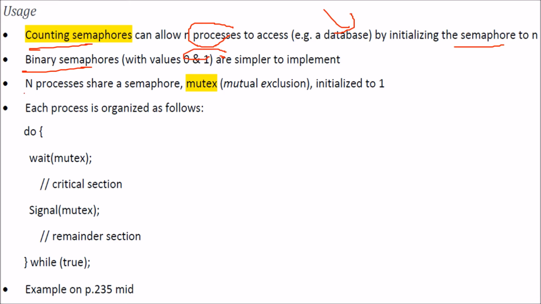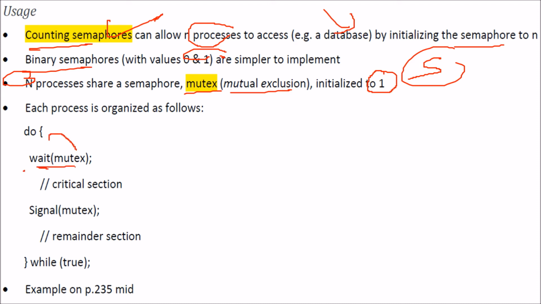So n processes, in this case, share a semaphore, let us call it mutex. The name of the semaphore, as we said, was S, now it is mutex, that is mutual exclusion, which is initialized to 1. So each process is organized like this. When it enters, it will wait, which means this mutex will be changed. We know what wait does: it decrements. Then we go inside the critical section. Then signal, that means this mutex will be incremented.